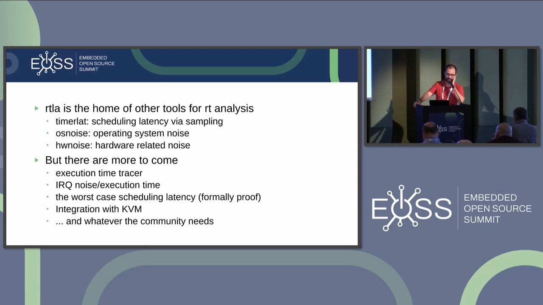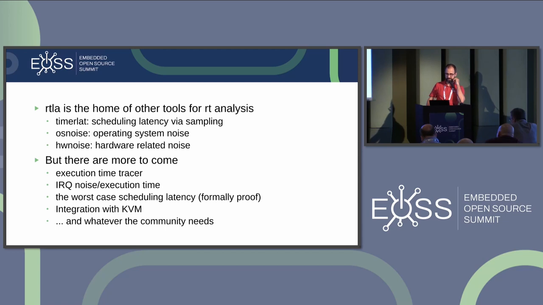As I say, RTLA is the home of other tools like Timerlat, OS Noise, Hardware Noise, but there are more to come. Like there is a tracer that just uses the OS Noise trace points to show the execution time of the tasks. That's for free. The OS Noise events already do it. We can leverage those. We can just focus on IRQ execution time. That's a request from people at Red Hat.